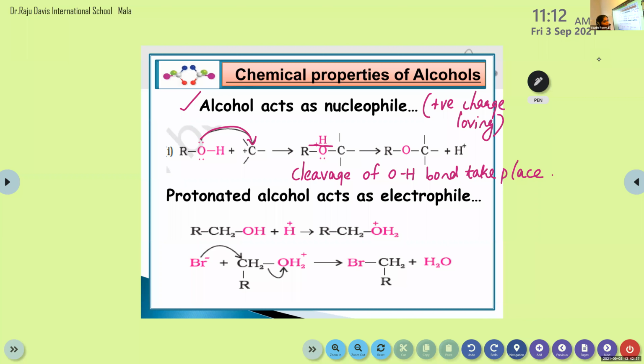Is this clear about the first one? Yes, ma'am. All of you? Gauri, is this clear for you? No. Okay, I will draw this figure. Just wait.